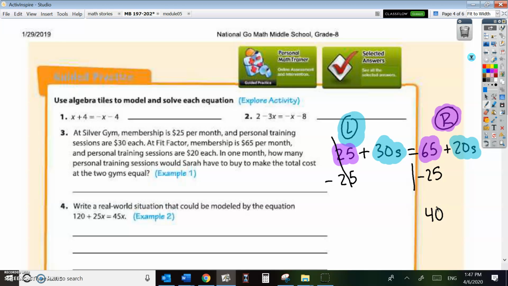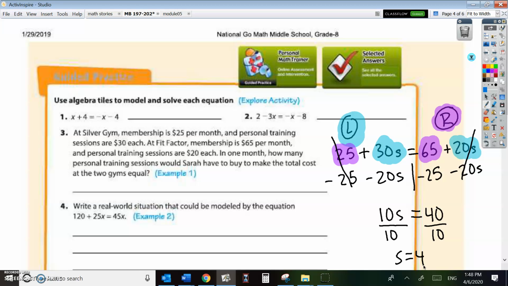Now let's make this 20s go to the other side by subtracting it from both sides. These cancel. So now bring your equal sign straight down. So you should have 10s equals 40. Divide both sides by 10. You get s equals 4. So after 4 sessions, things will be the same.